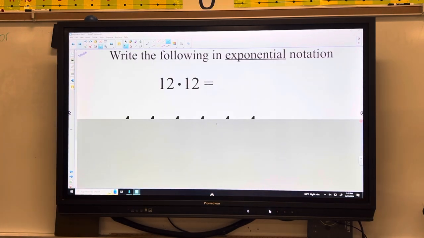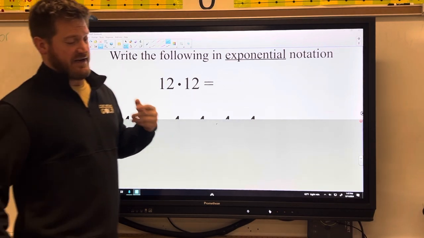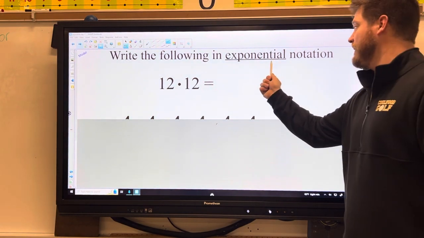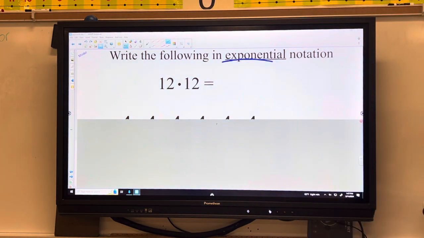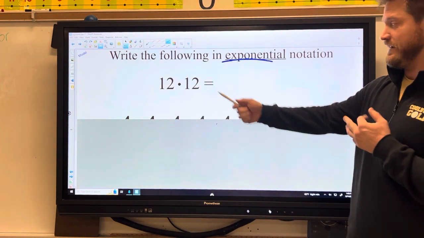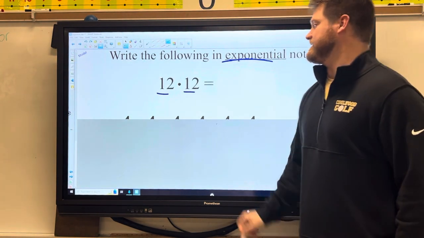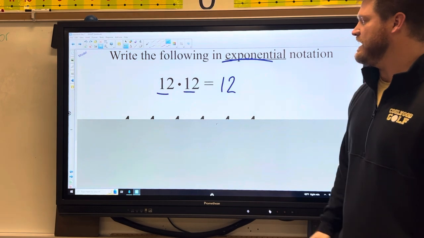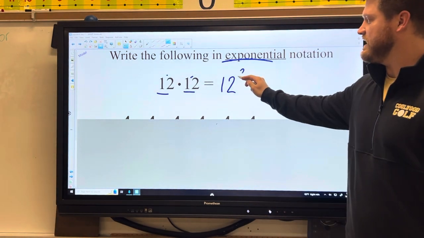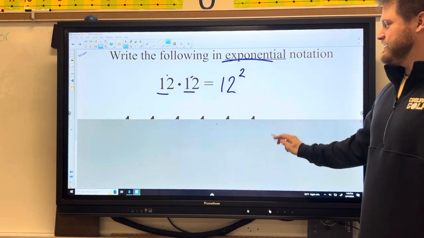All right, working backwards this time. This is given to us in expanded form. We're going to write it in exponential form. Keyword being exponent. So when you see a number repeated over and over, in this case just twice, this is going to be the base. So it's 12 to the, how many times do we see it? Twice, so it's 12 to the second power, aka 12 squared.